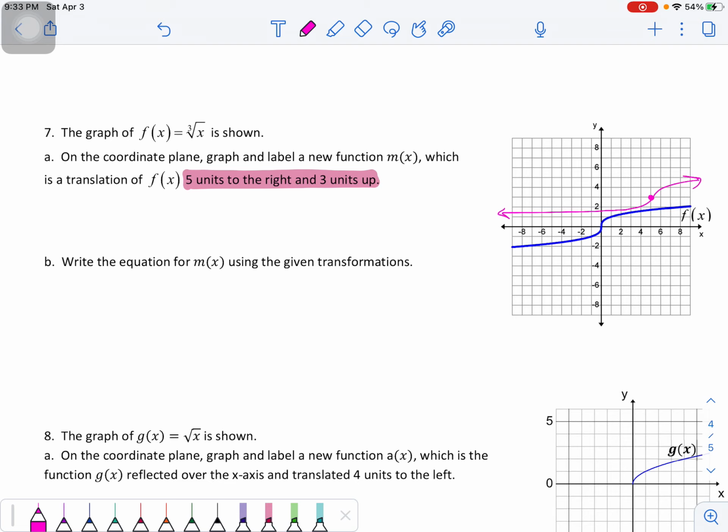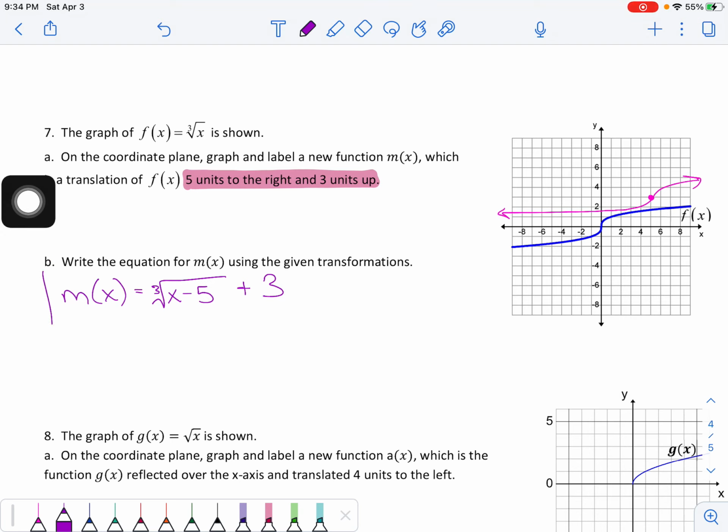Write the equation for m of x using the given transformations. So we know m of x is equal to, now there's no stretches or compressions here, so I don't have to worry about multiplying by anything. So I'm going to do the cube root of x. Now the shifting to the right 5 units is going to be x minus 5. So now my root is done, and then I'm going to do plus 3 outside of the root. And that would be the new function that I drew in pink.